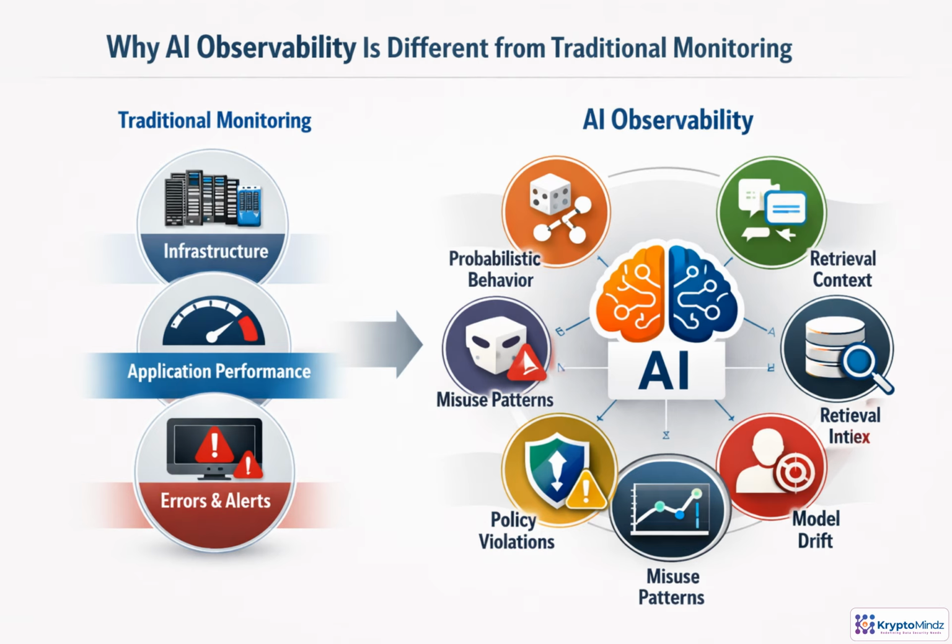Traditional monitoring asks, is the system healthy? It tracks infrastructure, latency, errors, and alerts. Observability asks a broader question: is the system behaving appropriately? Because outputs are probabilistic and context dependent, teams need visibility into prompts, retrieved data, model responses, tool use, user intent, feedback, and policy outcomes. That broader chain helps investigate failures, detect misuse, manage drift, and demonstrate that the system is reliable, secure, and compliant.